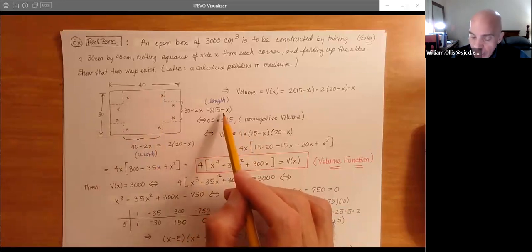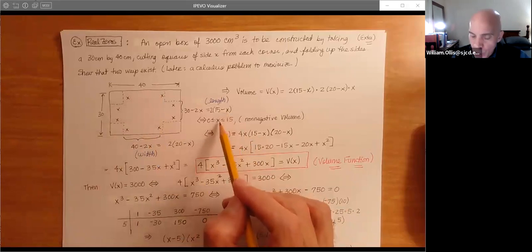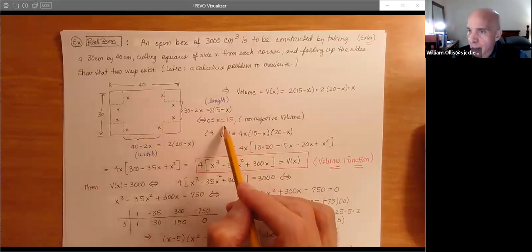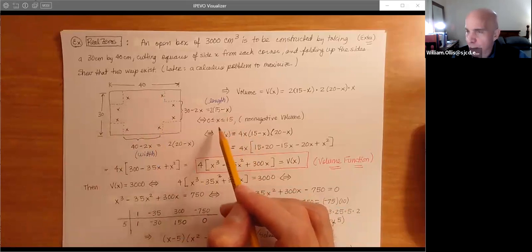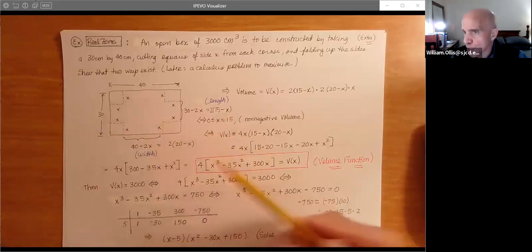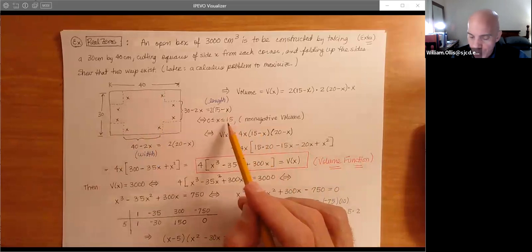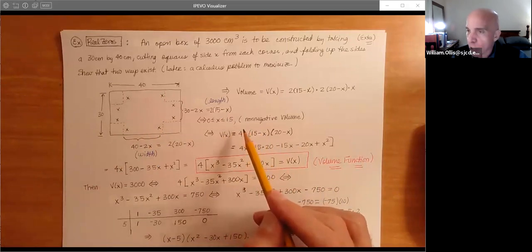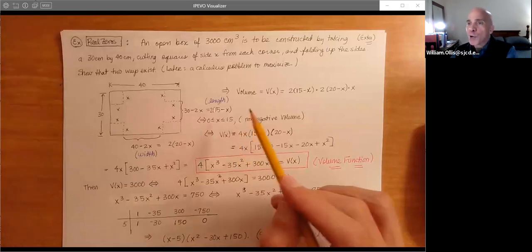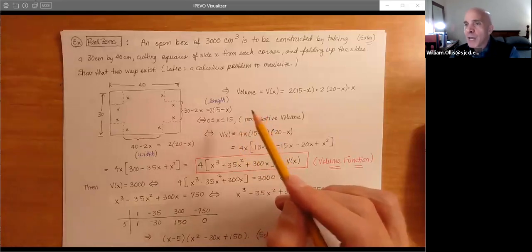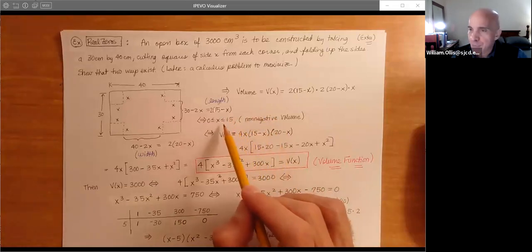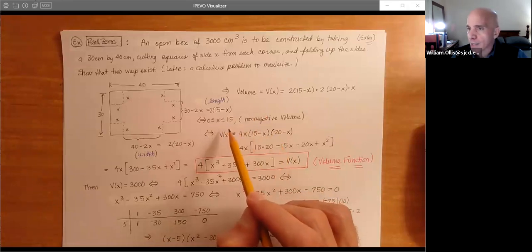Now, if we notice both of these factors here, of course, when we look at this one, we say, okay, if we want a non-negative answer, x must be between 0 and 15. And then you're thinking, okay, well, if x is 0, there is no box. It's just a piece of metal. And of course, if x is 15, then you got too carried away when you were cutting out the squares. Then there was nothing left. So you might think of these as strict inequalities, if you like.